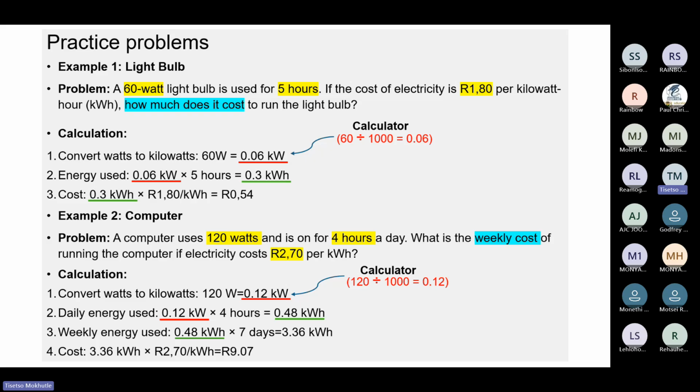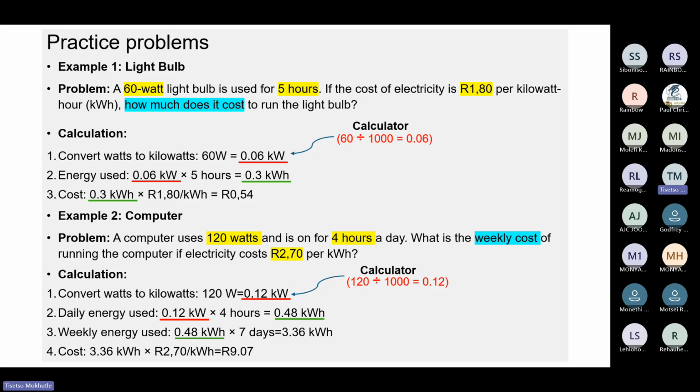Now the cost would be 0.3 kilowatt hour, which is the energy, multiplied by the cost in rands. So when you multiply all that, it means it will cost 54 cents to light the bulb for 5 hours.